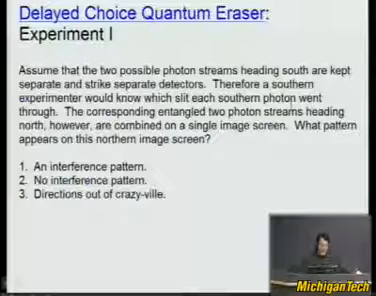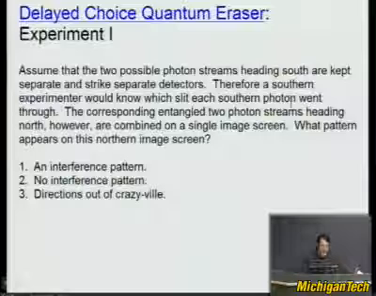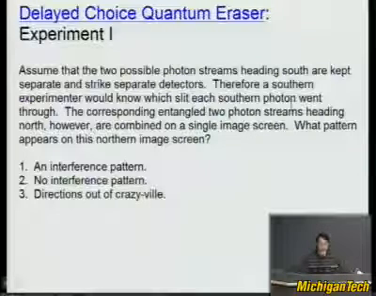What pattern appears on the northern image screen? So you know, the northerner knows that the southerner has the ability to tell which slit the photons went through. But what does the northerner see? He or she is just running a normal double slit experiment. Do they see an interference pattern? Do they see no interference pattern? Or do they see directions out of Crazyville?